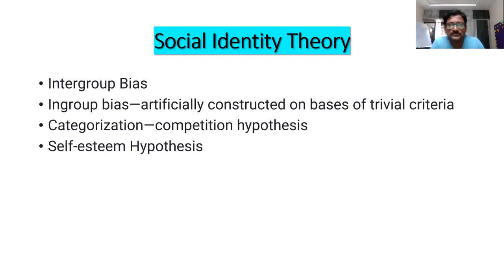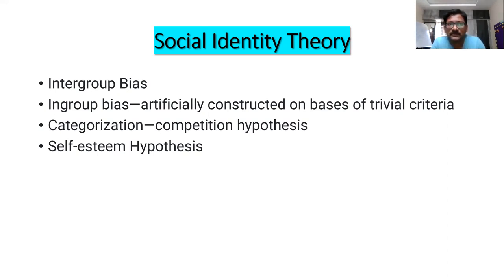Within it we have intergroup biases, which we discussed previously in the minimal group paradigm or minimal group experiments. And we also have in-group biases, where groups are artificially constructed on the basis of trivial criteria. So these are the two biases.